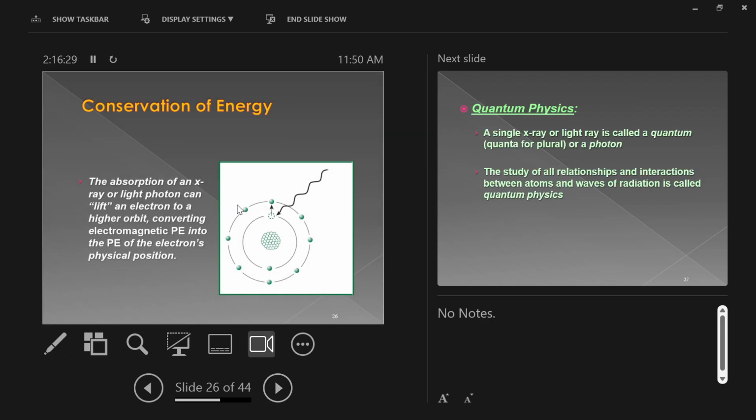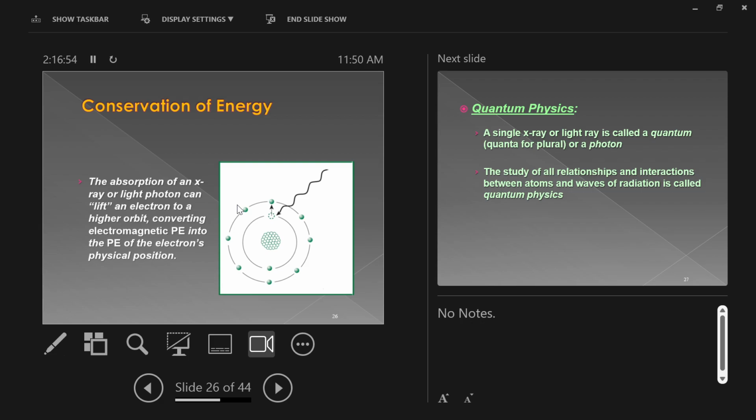The absorption of an X-ray or light photon can lift an electron to a higher orbit. That's converting electromagnetic into potential, right? That'd be like I'm standing here on the floor and something zaps me and I jump up on top of the chair, right? Something put energy into me and I jumped up on the chair, okay? And then if I want to convert that energy back, I can hop back down to the floor again and just re-emit that energy, okay?